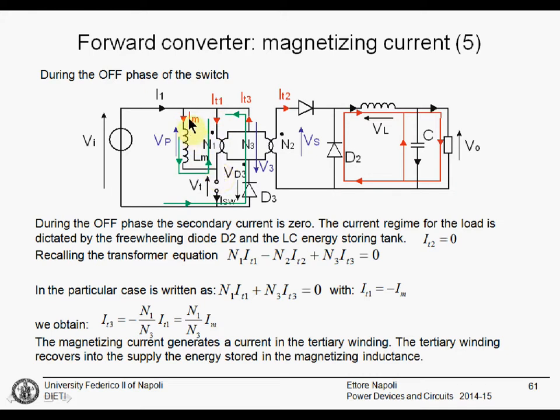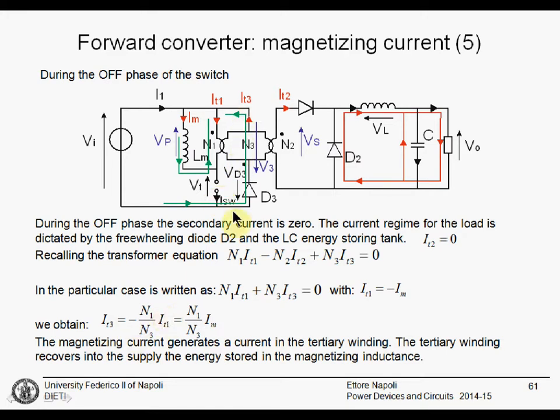Because the magnetizing current that is flowing from the supply voltage to the ground, let's say, is positive at the end of the on phase. It cannot stop flowing, it needs somewhere to go. And in this scheme, the only path for the magnetizing current is IT1, the primary winding here. As a consequence, there will be a current through the primary winding, no current through the secondary winding, and there will be a current through the tertiary winding.